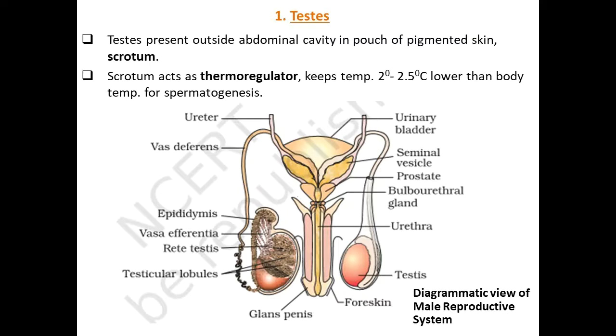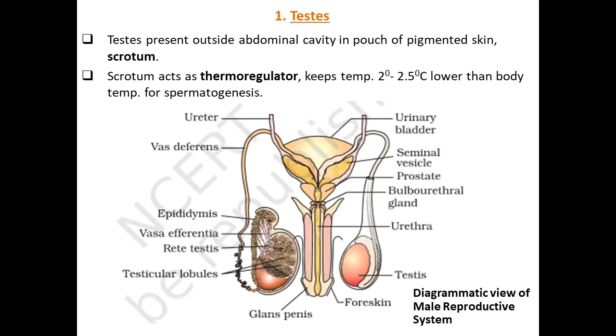Next point comes, what is the role of a scrotum? Or your next question can be, that is why it acts as a thermoregulator. Next question can be, why it needs a less or a low body temperature, that is a less temperature than the body temperature. ठीक है, तो टेस्टिस को स्पर्म्स बनाने के लिए बॉडी टेम्परेचर से 2 to 2.5 डिग्री सेल्सियस टेम्परेचर कम चाहिए.